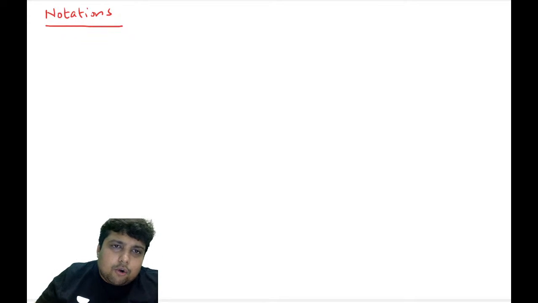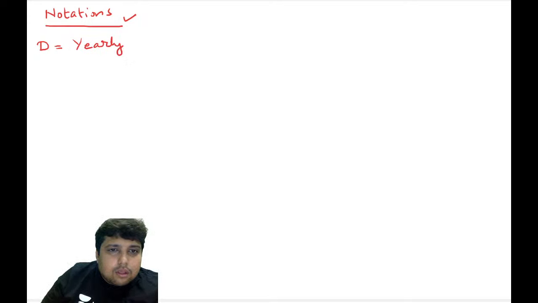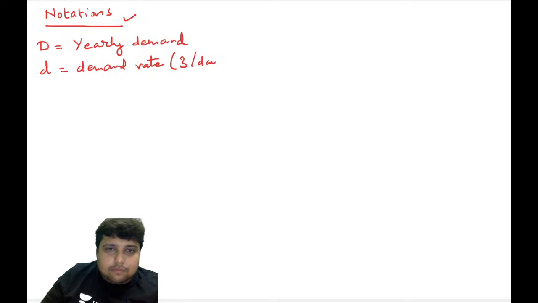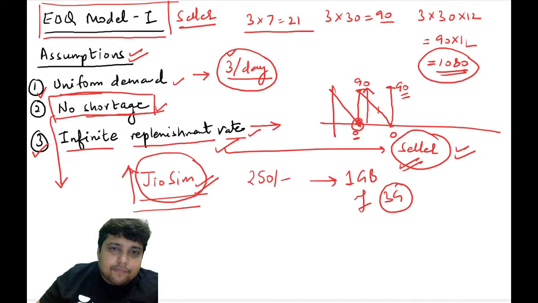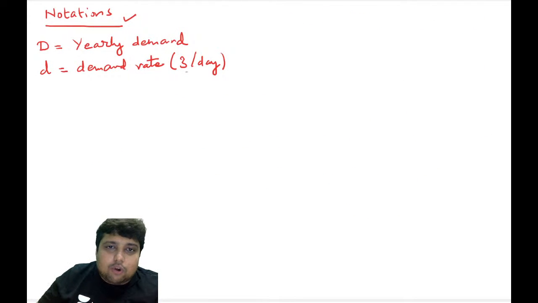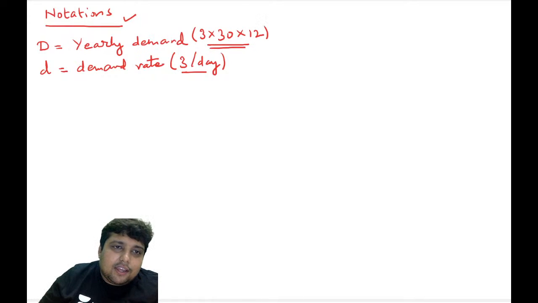Now I am going to write certain notations. Notations are basically the terms that I will be using or representing. Capital D will represent yearly demand. Small d will represent demand rate, for example, 3 packets per day. Remember, the demand is uniform. As the demand is uniform, if 3 packets are getting sold per day, I will write 3 into 30 into 12. This is going to be the demand for an entire year.